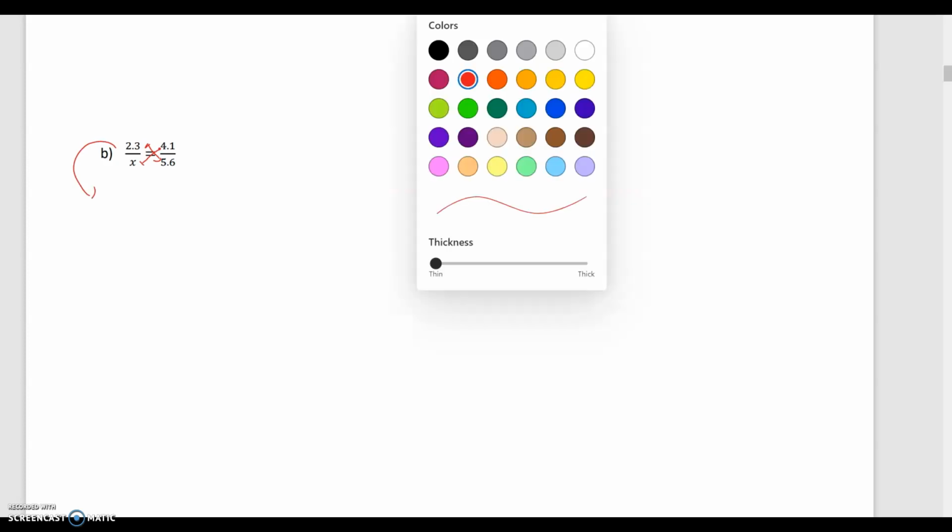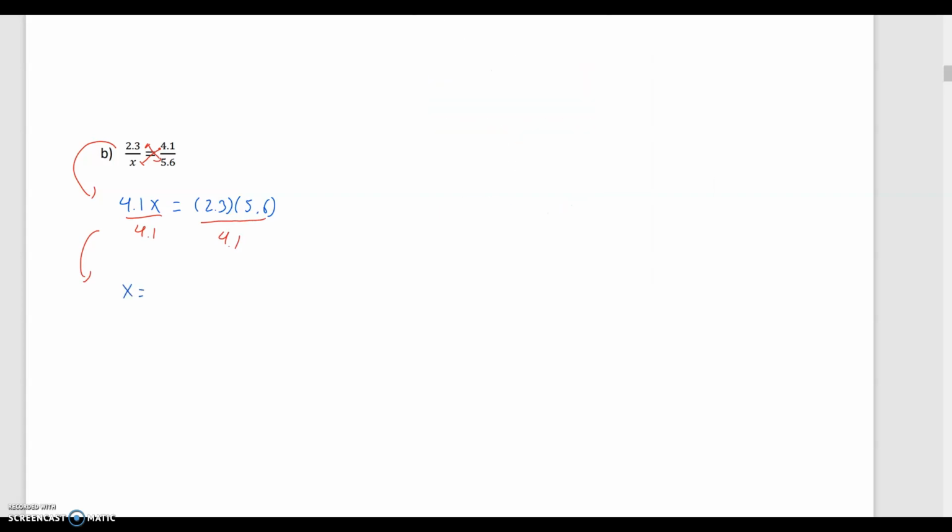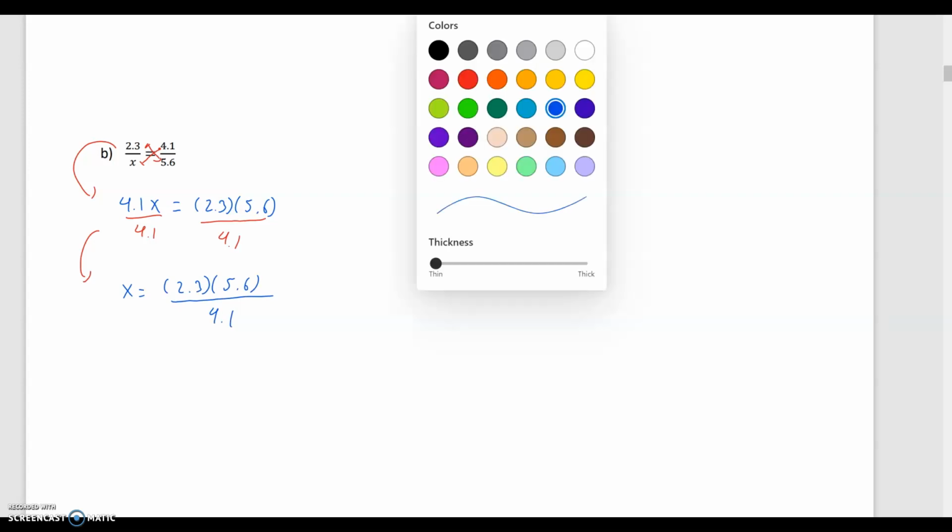So we're going to multiply these two and those two. And I'll put the x's on the left-hand side. So in this case, we're going to have 4.1x is equal to 2.3 times 5.6. And then let's carry the division. So we're going to be dividing by 4.1 and dividing by 4.1. This is going to give us x is equal to 2.3 times 5.6 divided by 4.1.